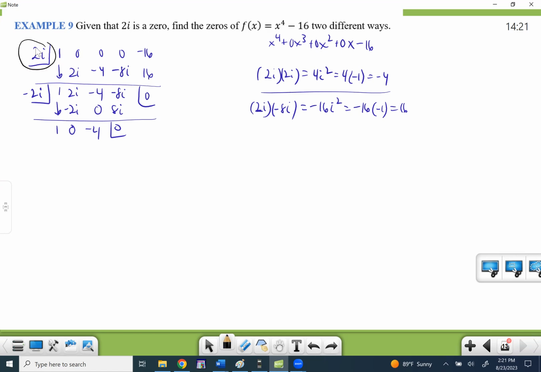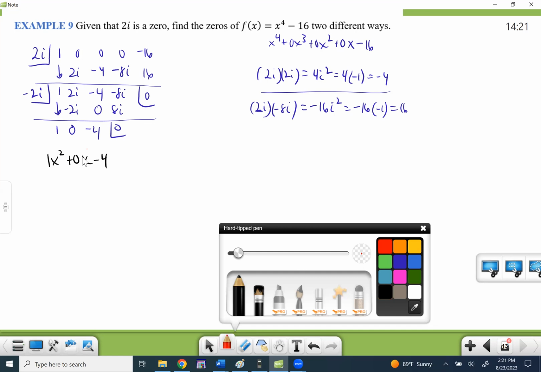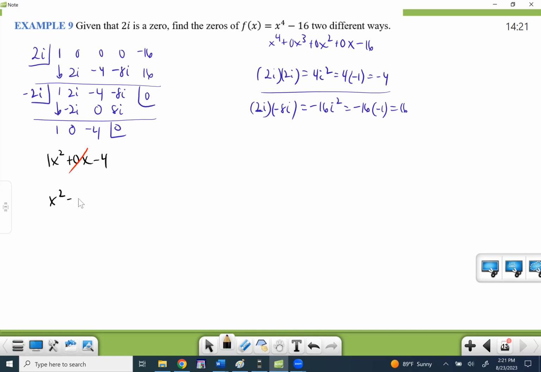All right, so the remaining polynomial that we would get, remember it was x to the 4th. We divided once to get x to the 3rd. We divided twice to get x squared. So this is going to be 1x squared plus 0x take away 4. The 0x term, we don't need to write that. The 1, we don't need to write that. So this is the polynomial that remains. So we could just add the 4 over or factor the difference of squares. It's your call.